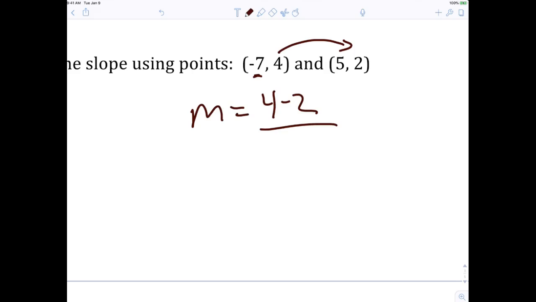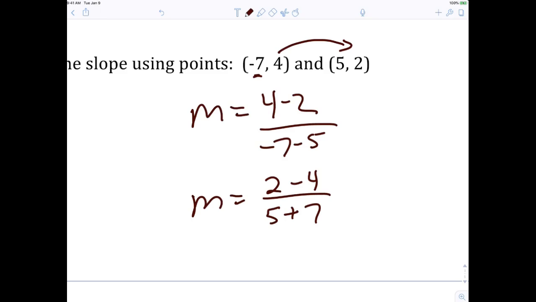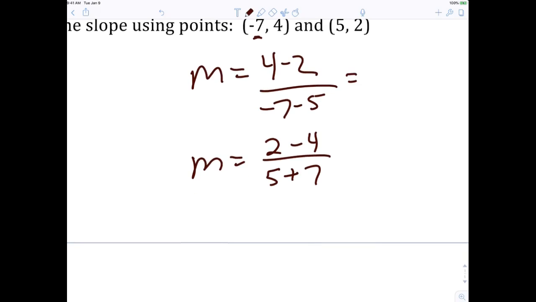You can either write 4 minus 2 and negative 7 minus 5, or you can write it as 2 minus 4 over 5 plus 7. That's the only combination you can do. You can't go in opposite directions. So this would be 2 over negative 12, but this would be 2 over positive 12. It doesn't matter how you do it, you're going to get the same answer, which in this case was negative 1/6. Feels good. Finally get one right.